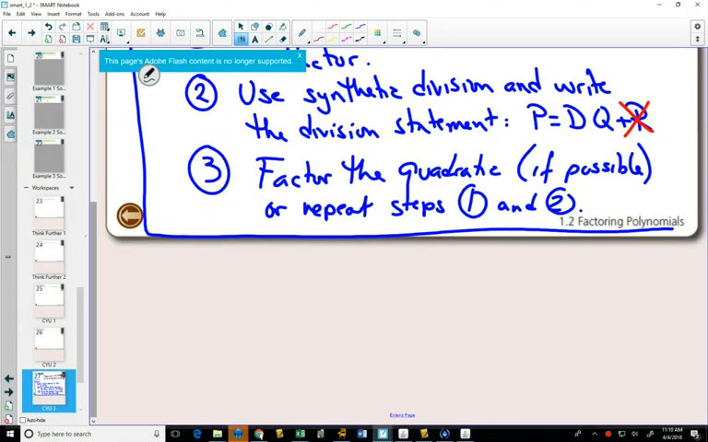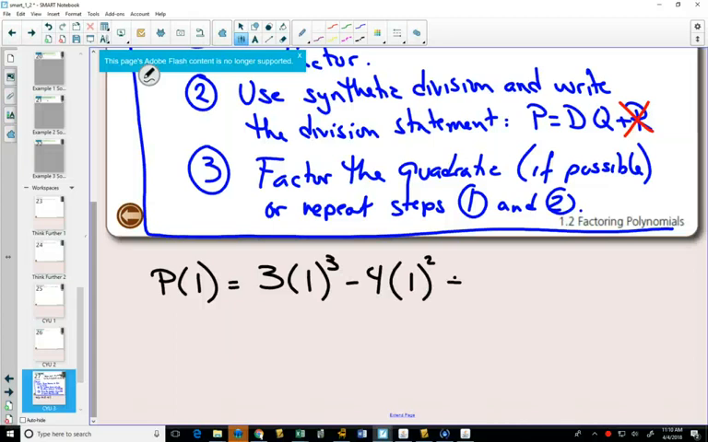Okay. So we start with plugging in 1. That means I'm going to plug in 1 for x for all the things. So I'm going to have 3 times 1 cubed minus 4 times 1 squared plus 5 times 1 plus 2. Did I get all my signs? No, it's minus 5. Minus 5 times 1, is it plus 2? It is plus 2. Perfect.